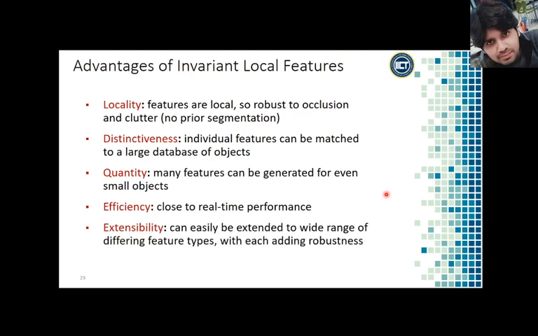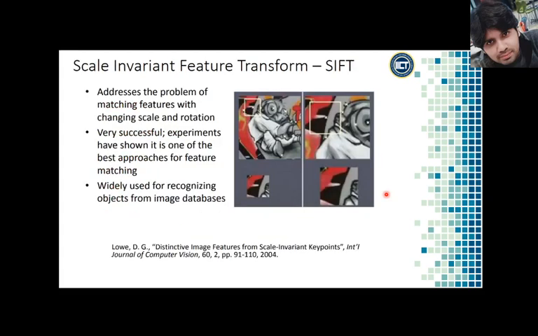And there is extensibility, so it should be easily extendable to a wide range of different feature types with each adding robustness. So it means that it should work with other techniques as well, it should work with other feature types as well, it should not be restricted to a single feature type. So you can also consider this as a flexibility trait.